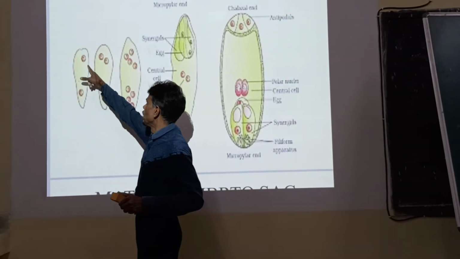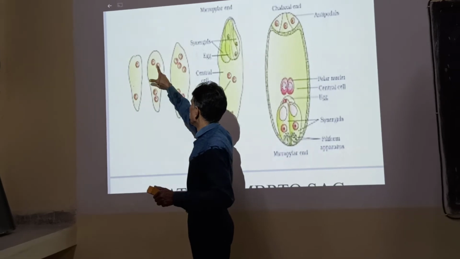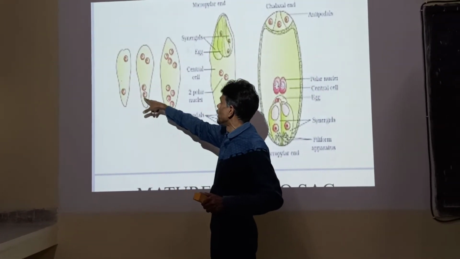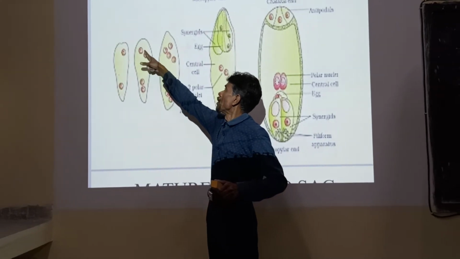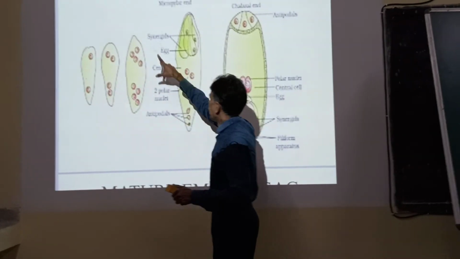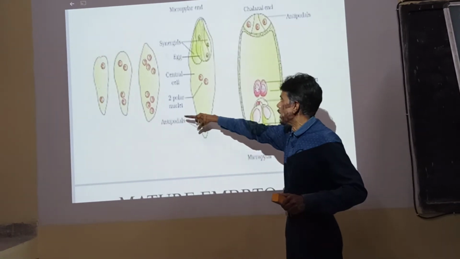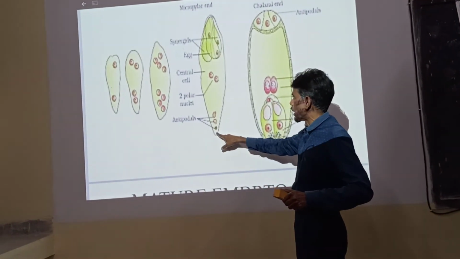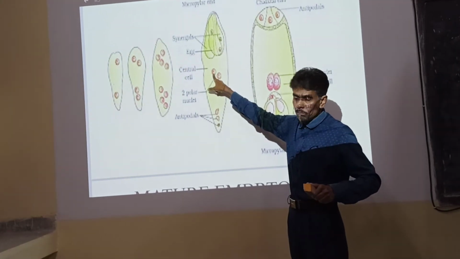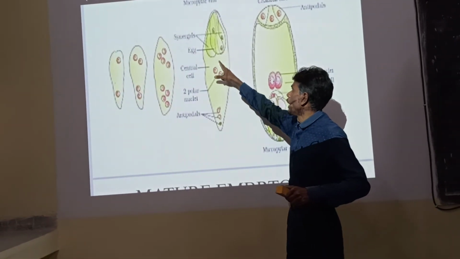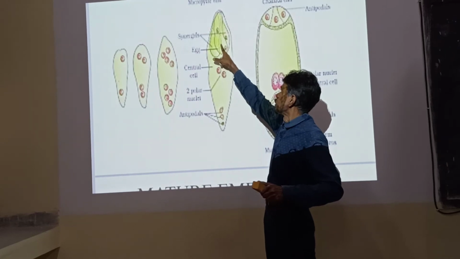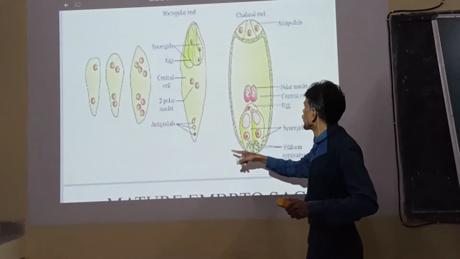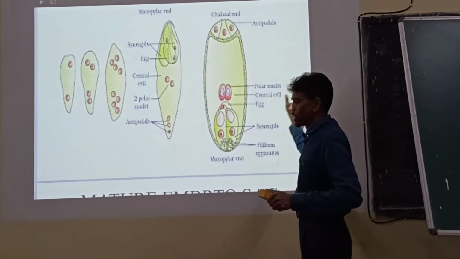So in the first division, each nucleus divides into 2 nuclei. Second division, each nucleus into 2, total 4 nuclei. Third, each 1 to 2, so a total cluster of 8 nuclei, and they are arranged 3 at the micropylar end, 3 at the chalazal end, and 2 in the middle. These 2 are called polar nuclei. This is the egg apparatus, which contains the egg and 2 synergids. These are the antipodal cells. This is the structure again shown here.